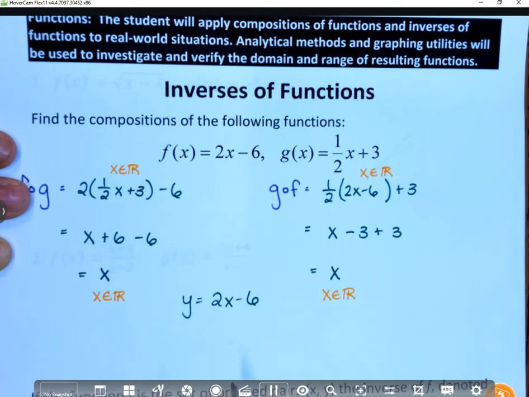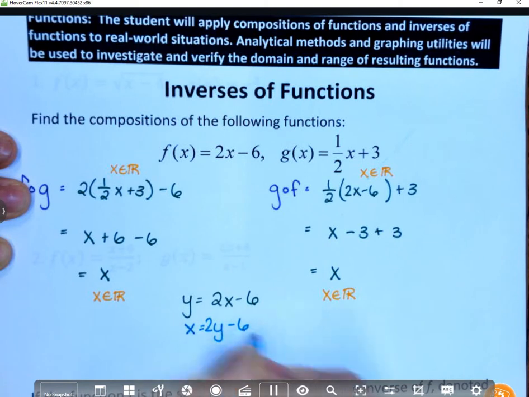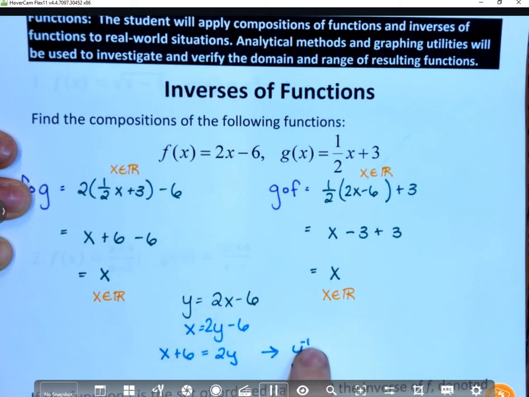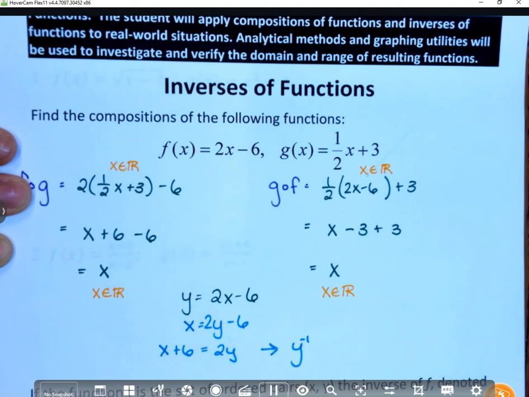You don't set them equal to each other, but you switch the x and y. So it would be saying x is equal to 2y minus 6. What would you do? Add 6 and divide by 2. And we would mark that y to the negative 1. I know it looks a lot like a negative 1 power, but it's a little different here, is equal to 1/2 x plus 3. That is what it means to be inverse.